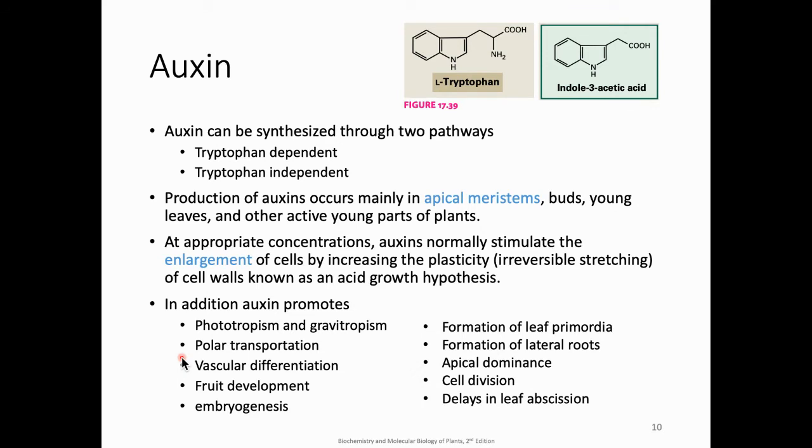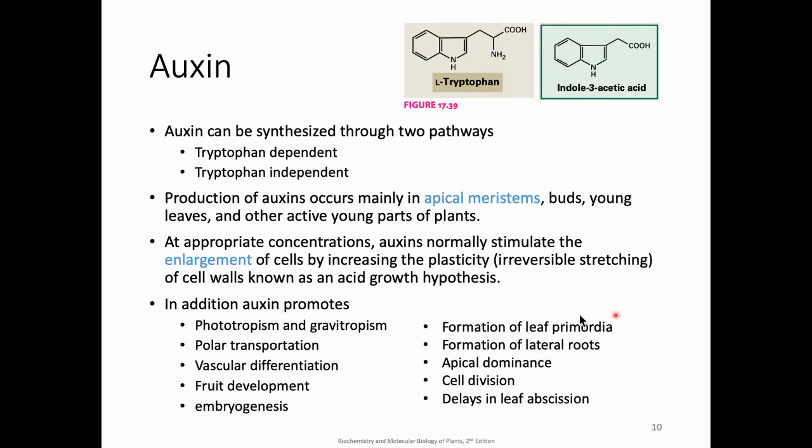It has to have some direction, from the top to the bottom only, which is determined by protein transporters, which are like gates in the membrane of the plant cells. The next one is vascular differentiation. That just means auxin can help determine where the plant will build the vascular tissue. The next one is fruit development, producing fruit, and embryogenesis, which is the first stage of the plant after fertilization, building an embryo of the plant.